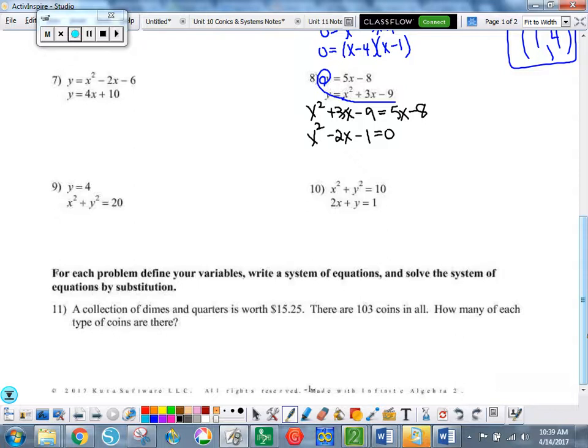Now I'm going to try to play the game. Are there two numbers that will multiply to a negative 1 and add to a negative 2? If those two are reversed, then it would work. Can you find two numbers that multiply to 2 and add to 1? That would work if they were reversed. However, I can't find two that multiply to a negative 1 and add to a negative 2. So this is not factorable, which means what do you have to do?